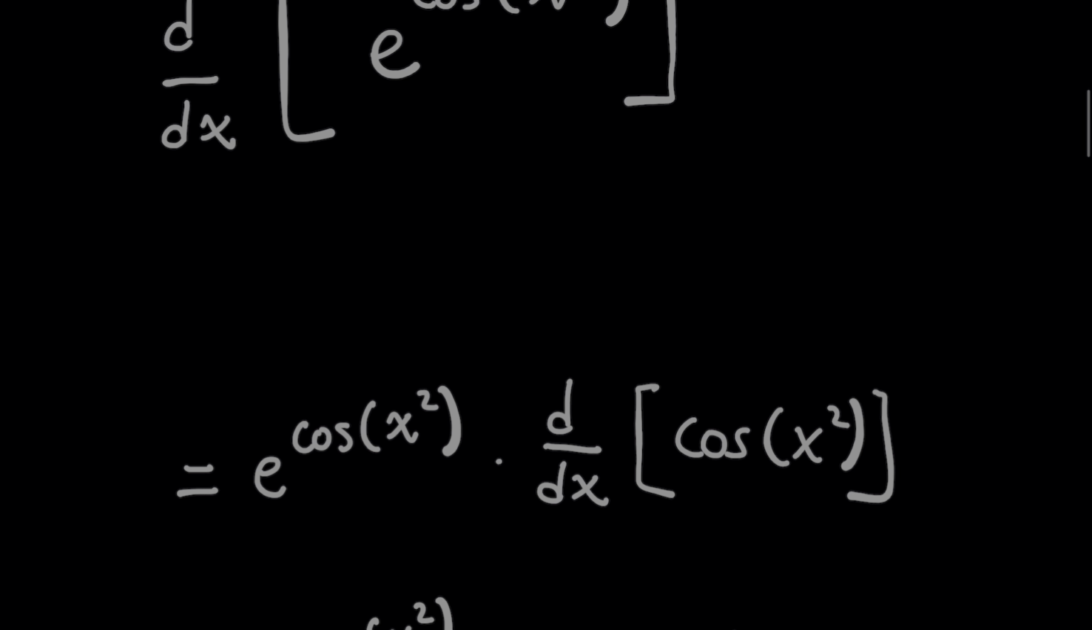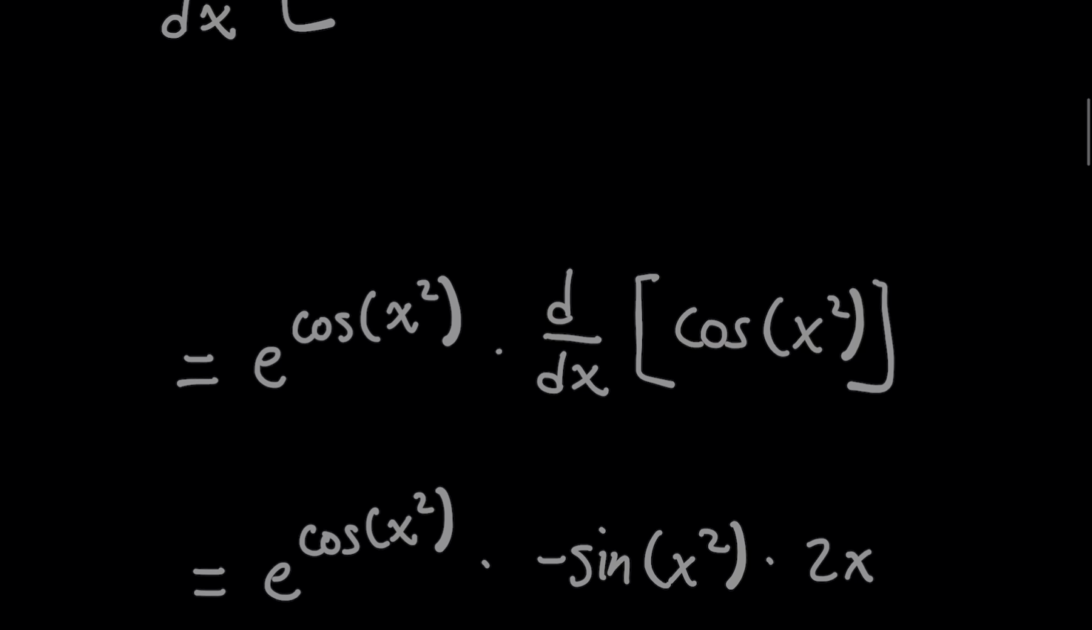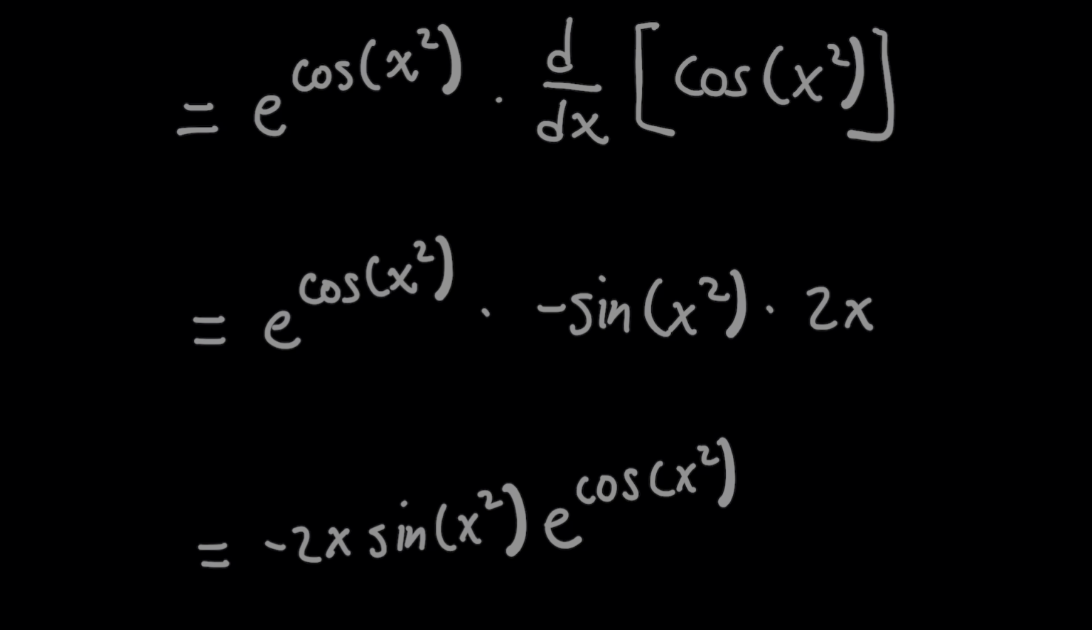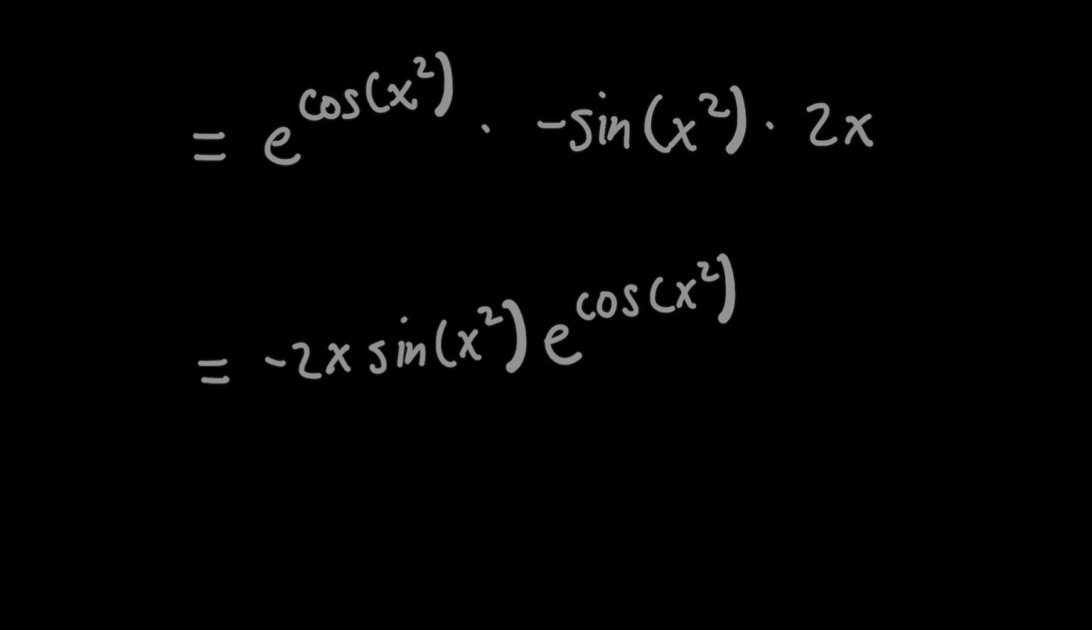So its derivative is just going to be the outer function, which is e to the cosine of x squared, and then times the derivative of the inner function, which is that power, cosine of x squared, giving us this expression, e to the cosine of x squared times negative sine of x squared times 2x. And then when I rewrite this, I'm left with this following expression that we can reuse.